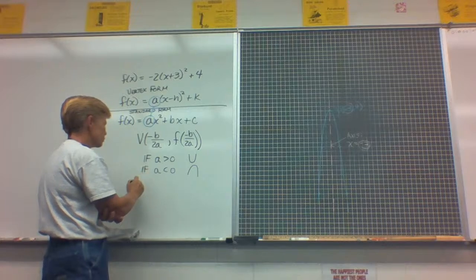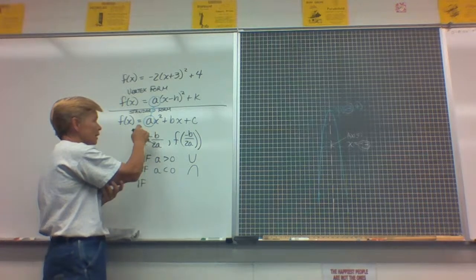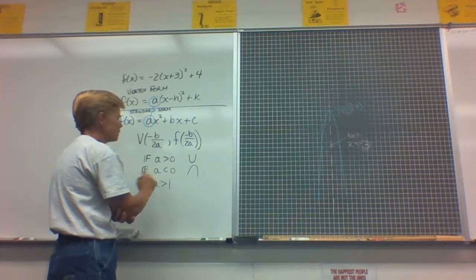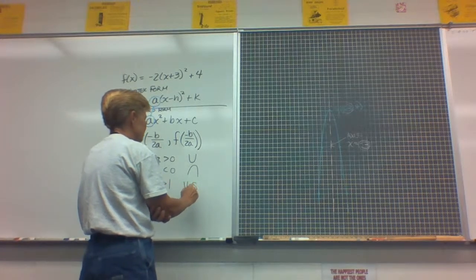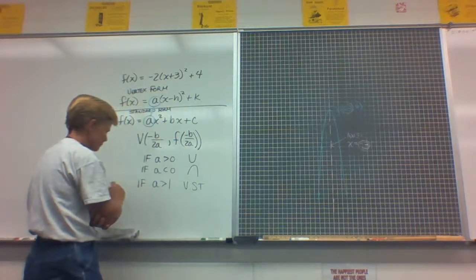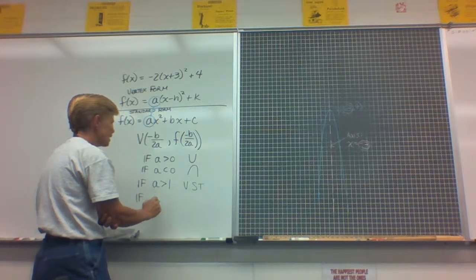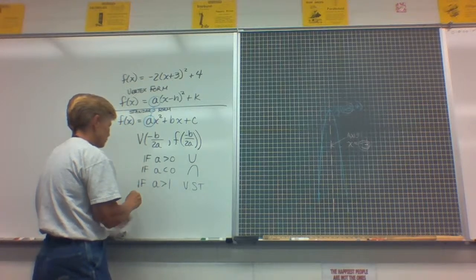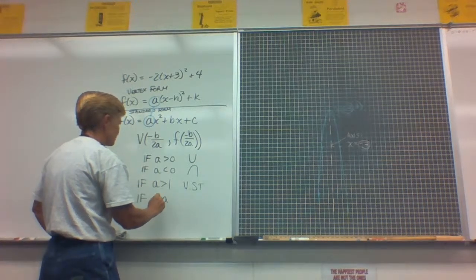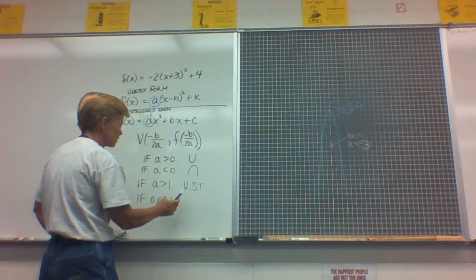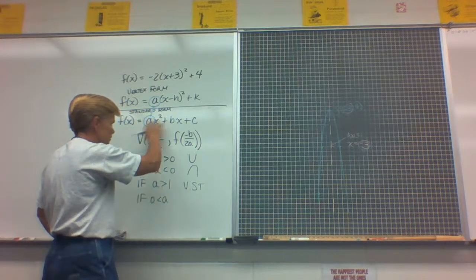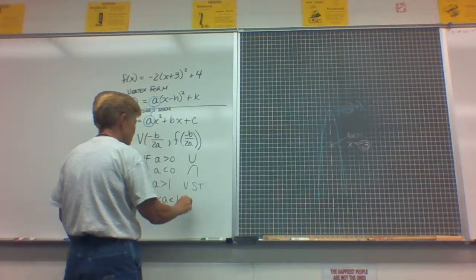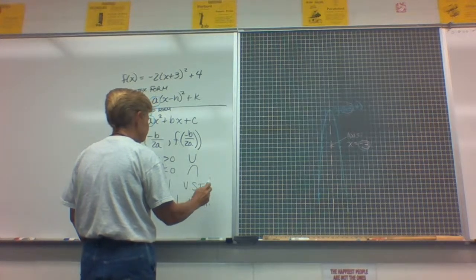And again, as you've seen before, if A, this very A right here, serves the same purpose as that one. If A is greater than 1, it will be a vertical stretch. In other words, skinnier than the parent. If A is trapped in between 0 and 1, the size of it, not the sign, we've already dealt with the sign right here. But if the size of A is between 0 and 1, then it is a vertical shrink, and you can expect it to be fatter.